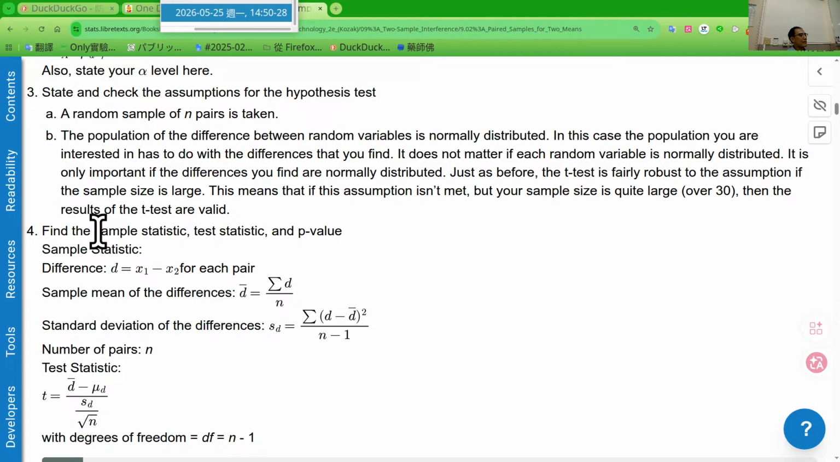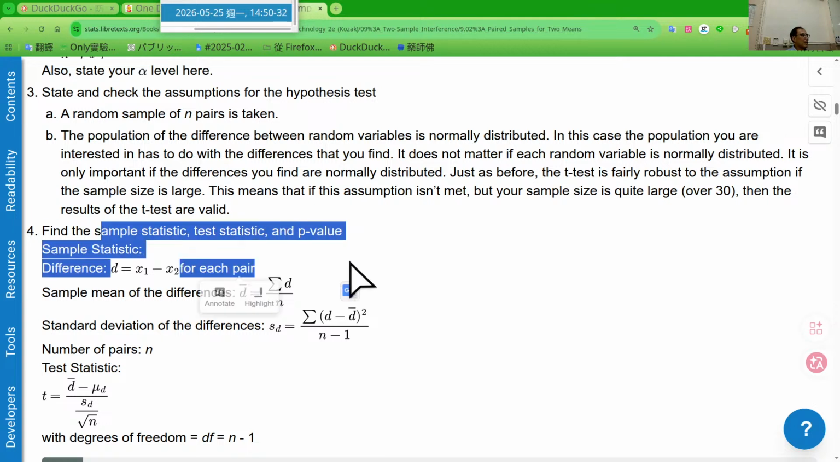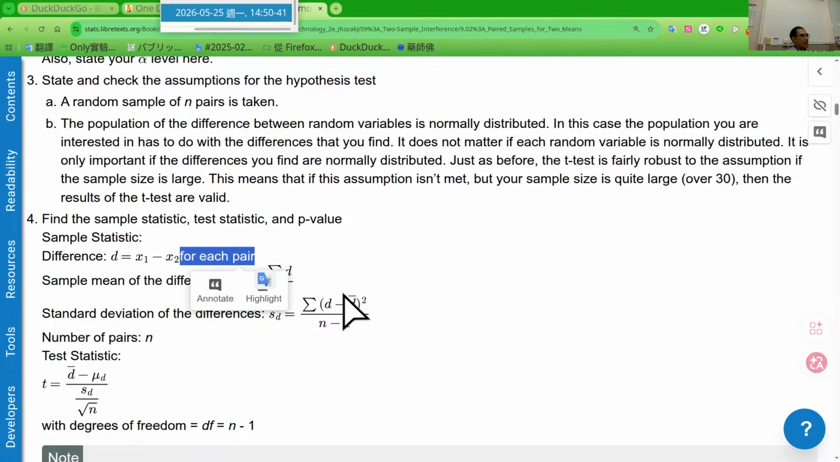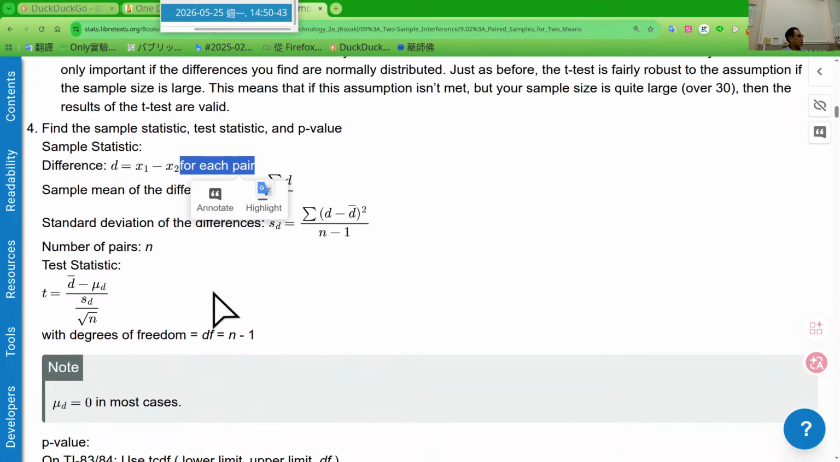Step 4, find the sample statistic, test statistic and p-value. Okay, the difference x1 minus x2 for each pair. X1 minus x2 for each pair.